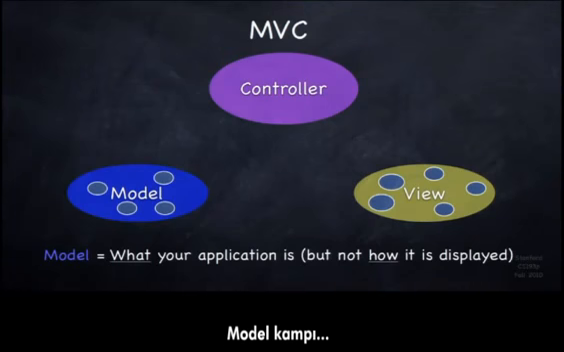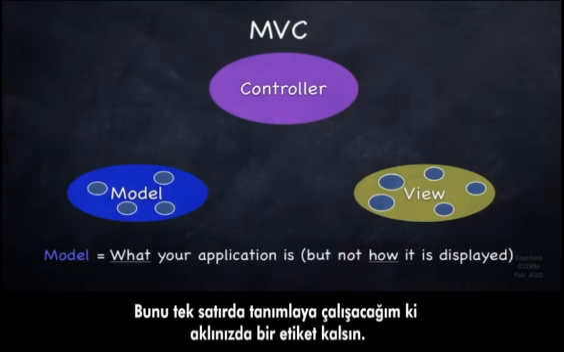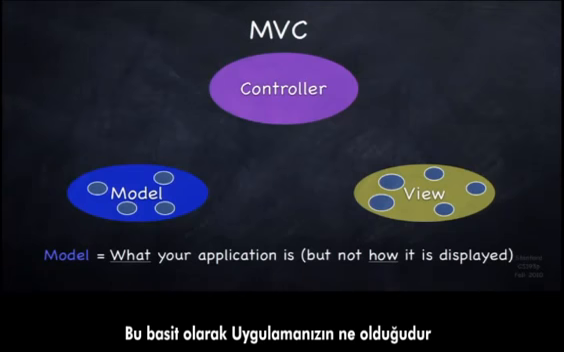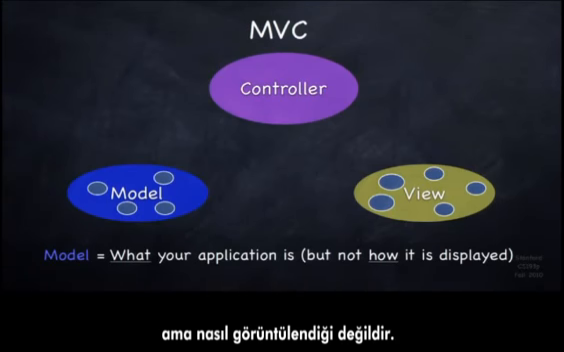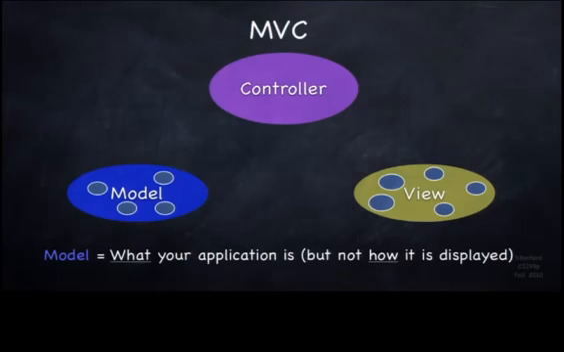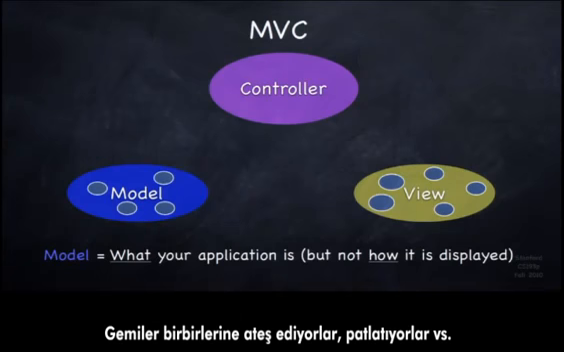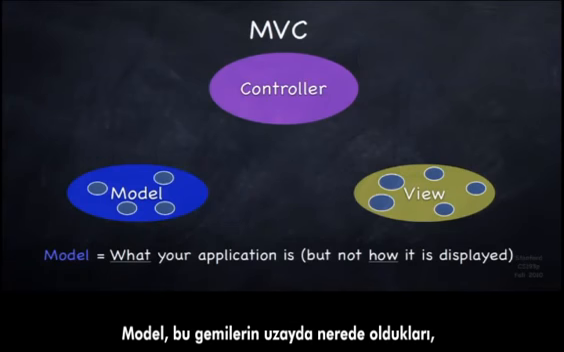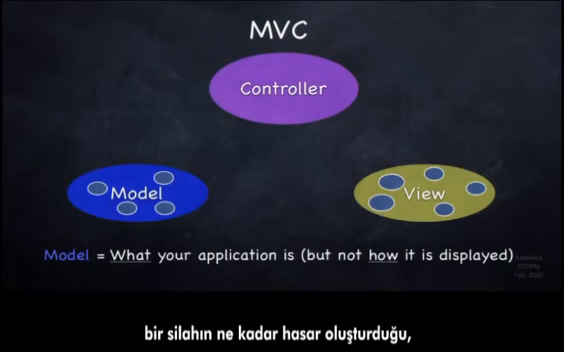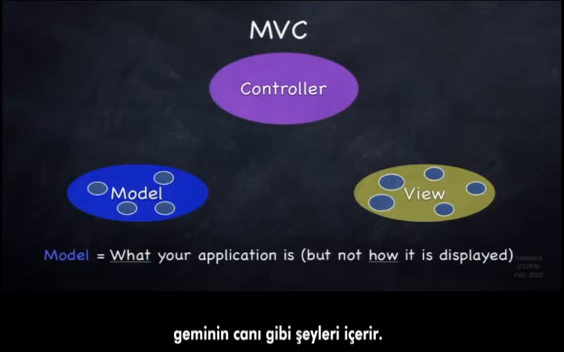The model camp is, and I'm trying to summarize this in a single line of text so that you have a tagline for it, basically what your application is, but not how it's displayed. So I'm going to use an example. You're building a video game, right? Shoot 'em up space game, let's say. Ships firing at each other, blowing each other up, whatever. The model is where the ships are in outer space, how much damage a weapon does, what weapons are on a particular ship, the health of that ship, let's say. That's the model of your application.